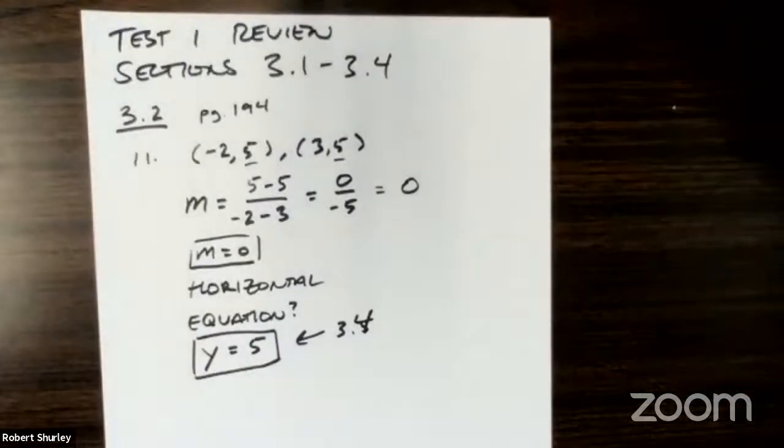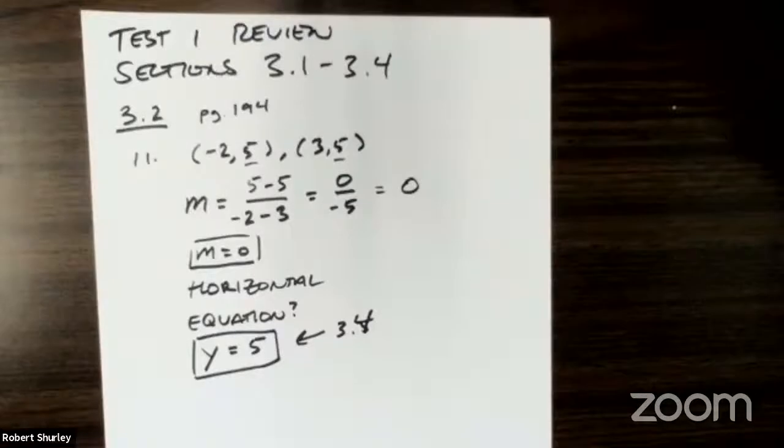Any other questions from the homework? Can you do like maybe number 30 or 31 in 3.2 as well? Yeah, sure. So same page.